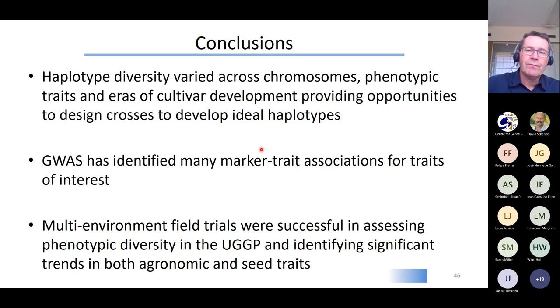The haplotype diversity varied across chromosomes, across phenotypic traits and eras of cultivar development, and it provided opportunities to design crosses to develop ideal haplotypes in the future. GWAS has led to the identification of many marker trait associations for traits of interest that are useful for breeders, for marker-assisted selection, and also genomic selection. We have been doing a lot more of that lately. Multi-environment field trials were successful in assessing the phenotypic diversity that has been maintained in the UGGP, and identifying significant trends in both agronomic and seed traits.